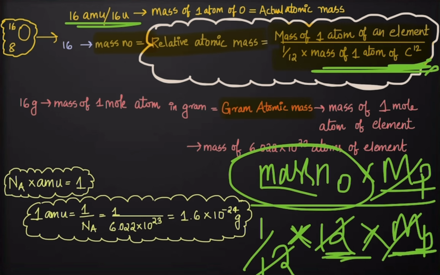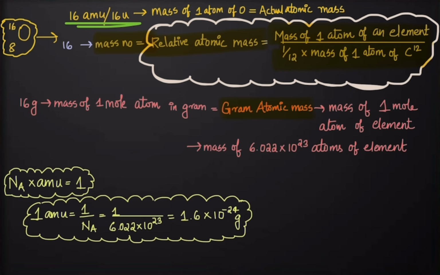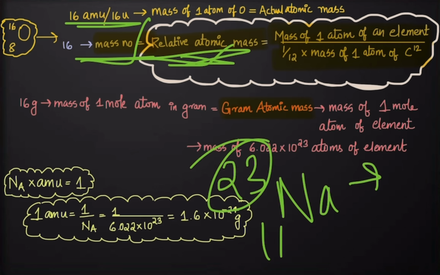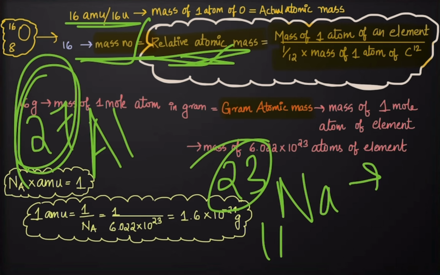So you don't have to study this derivation, you only have to remember that mass number is equal to relative atomic mass. If you are asked to find the relative atomic mass, you have to write the mass number. Relative atomic mass equals mass number. In case of sodium 23, the relative atomic mass will be 23. In case of aluminium 27, the mass number will be 27. Okay, like that.